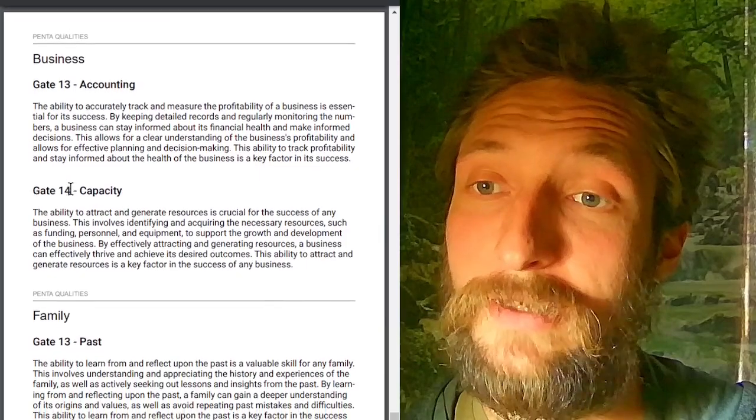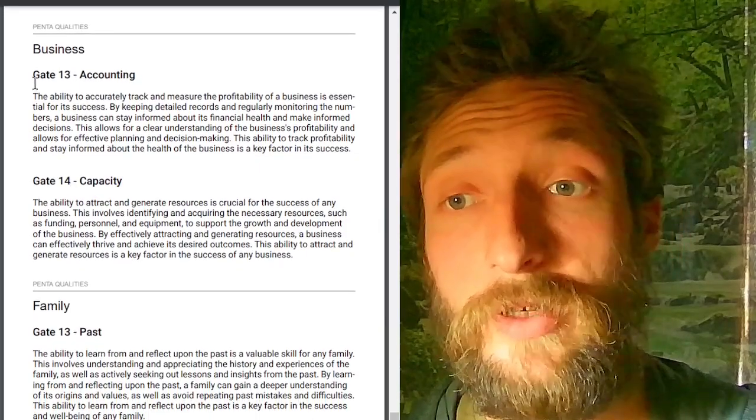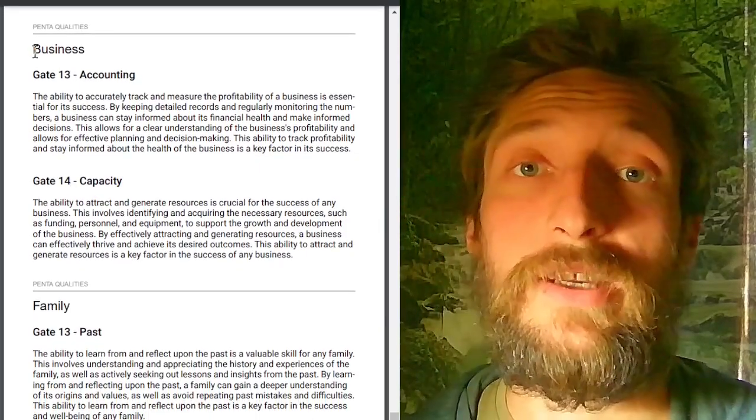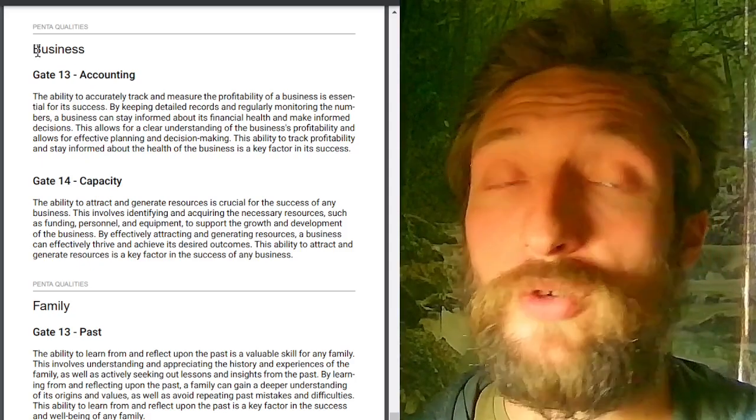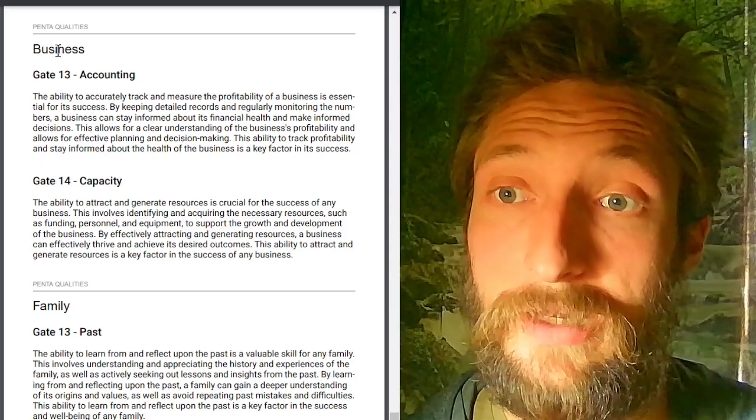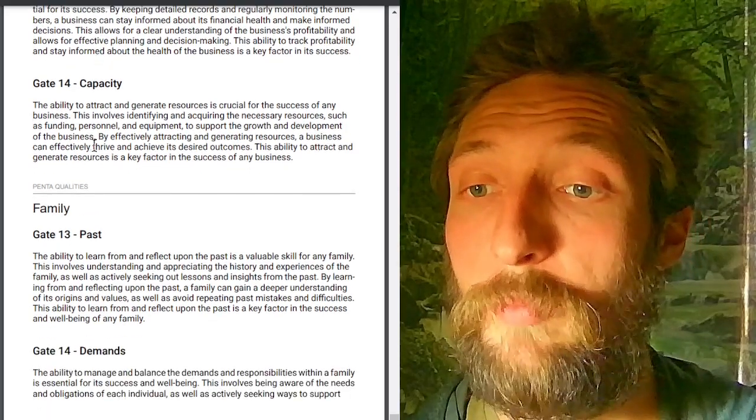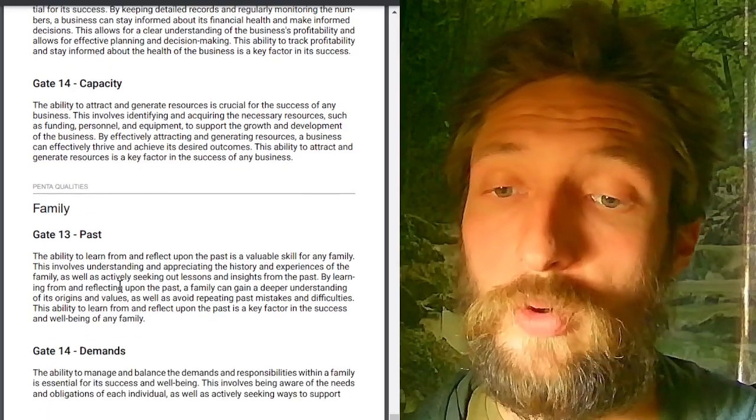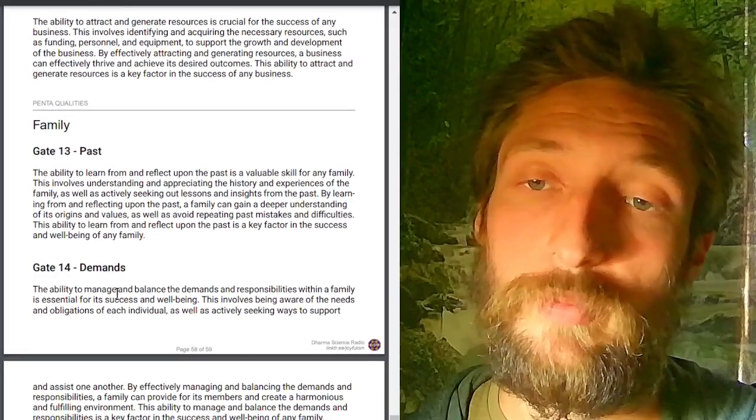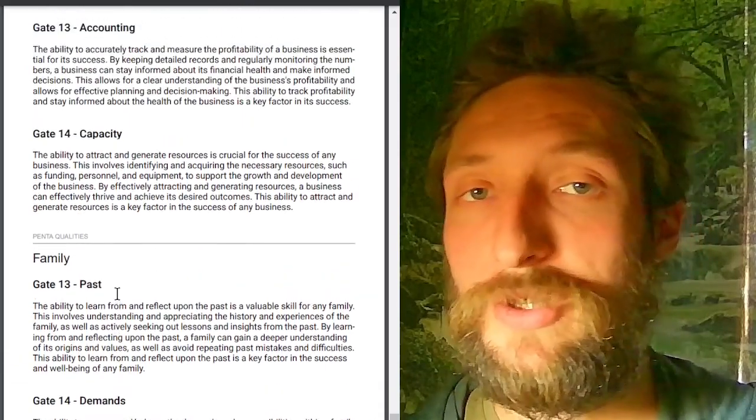Last and certainly not least, we have the penta qualities, a little bit of information about how one might contribute into a group organization, whether that be in business or within the family. What qualities does this person bring to these group situations?